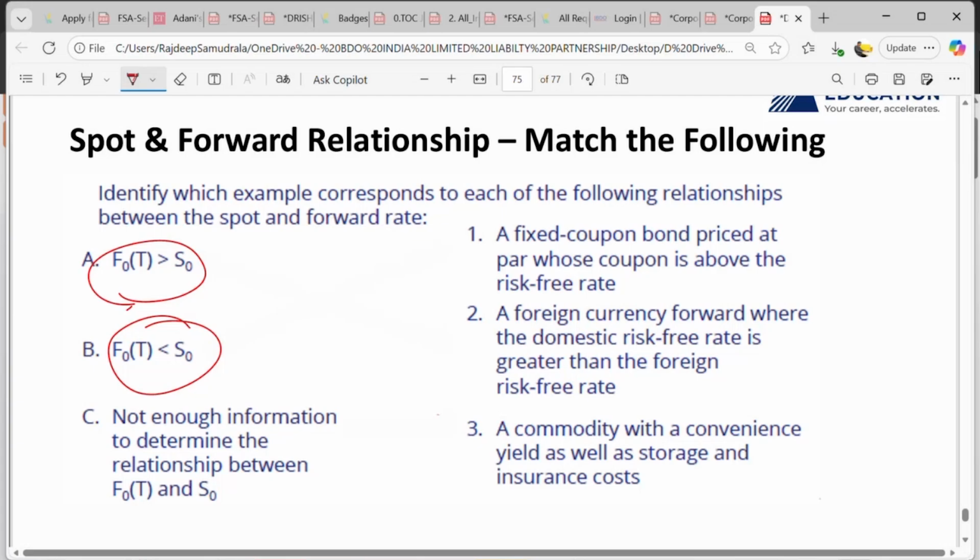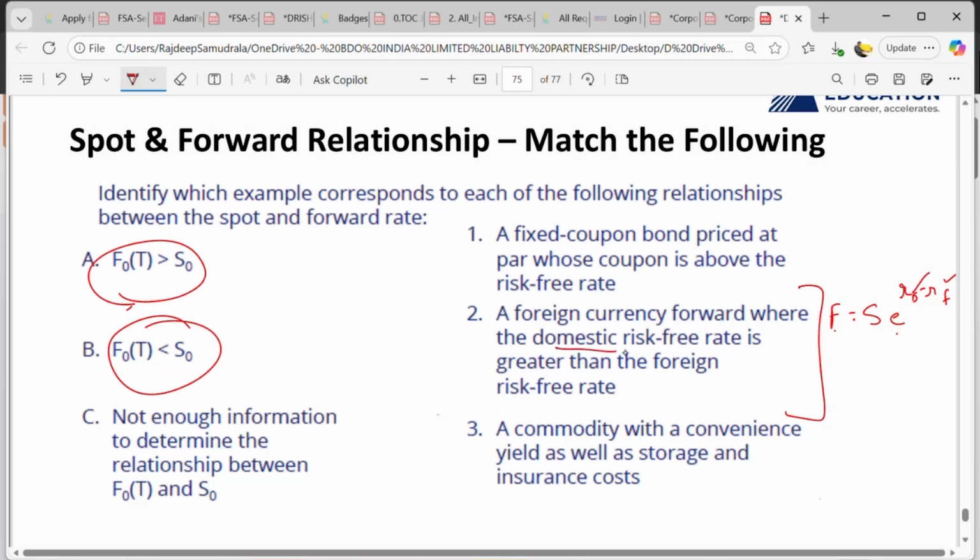Now let's read this. Let's read each sentence, okay? ये देखो. Commodity, the convenience yield as a storage insurance cost. Forward where domestic risk rate is high, greater than foreign risk rate. Now tell me this one. Forward is equal to spot into e raised to R, let's say RD minus RF. Okay. Now, when will forward be greater than spot? Because always D upon F. No, we always say D. Forward is above spot when D is greater than F, right?